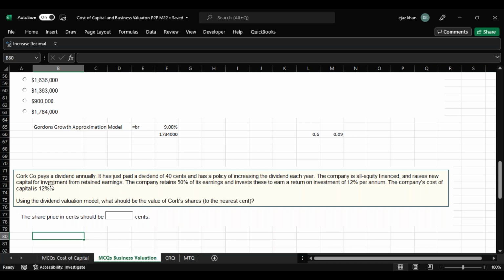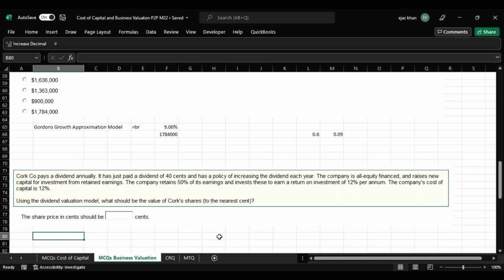Okay, a core company pays dividend annually. It has just paid a dividend of 40 cents and has a policy of increasing the dividends each year. The company is all equity finance and raises new capital for investment from retained earnings. The company retains 50% of its earnings and invests these at a return of 12%.